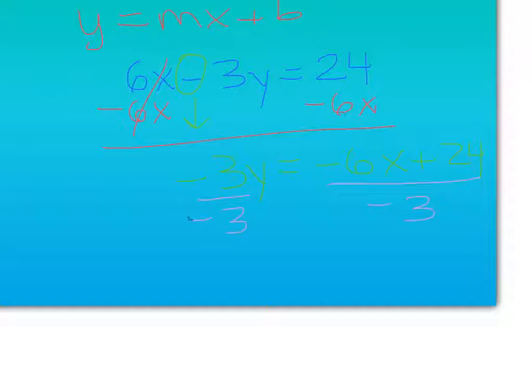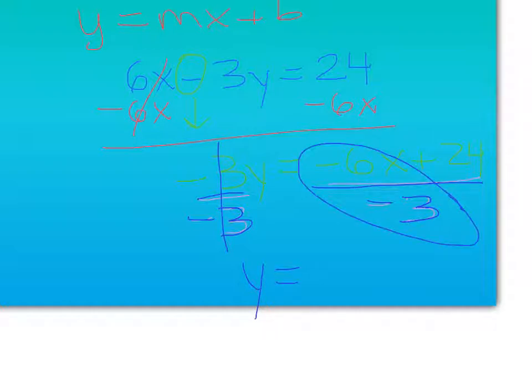Okay, negative 3, just back to blue. I tried to change it up, but the colors aren't really working for me. So negative 3 divided by 3 just cancels out. Now, be careful, because when you divide, you have to divide everything.